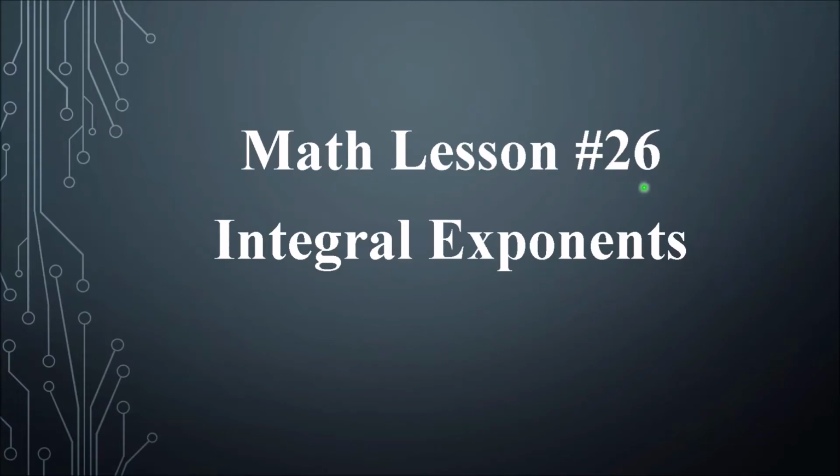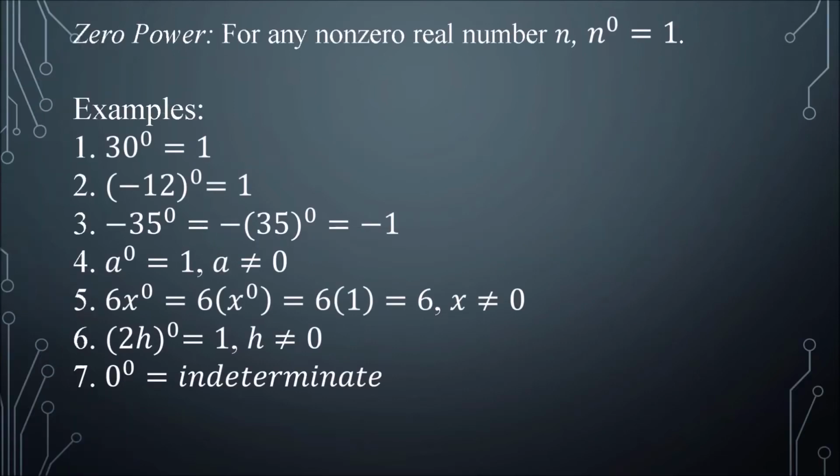Math lesson number 26, Integral Exponents. Let's start with zero power. For any non-zero real number n, n raised to 0 is always equal to 1. For example, 30 raised to 0 is equal to 1. 30 is not 0. That's why the answer is 1.